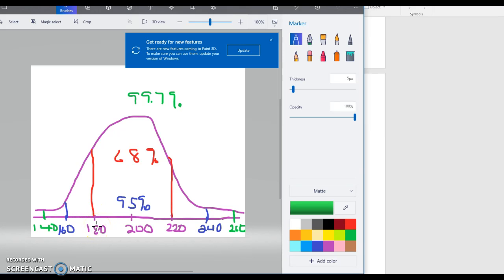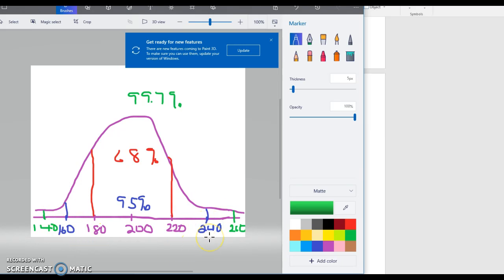Now remember, the empirical rule, which applies to normal distributions, tells us that 68% of the data will fall between 180 and 220. So my red lines here are representing that 68% of the data fall between those two values. Now if we go out another standard deviation, adding 20 to 220, that gives us 240, and subtracting 20 from 180 gives us 160. Our empirical rule says that 95% of the data will fall between 160 and 240.